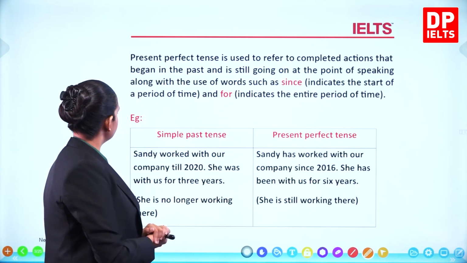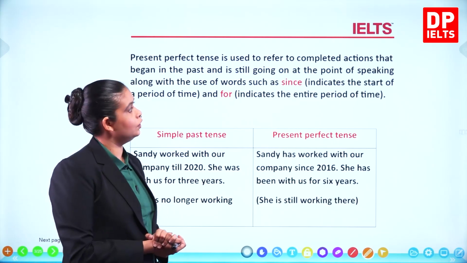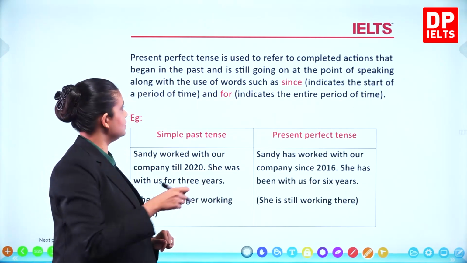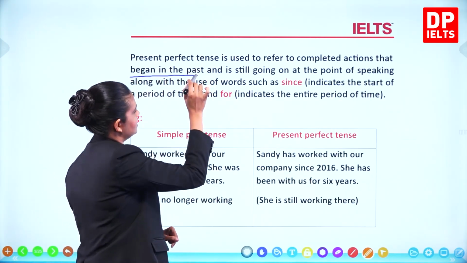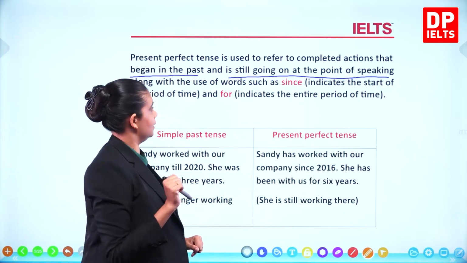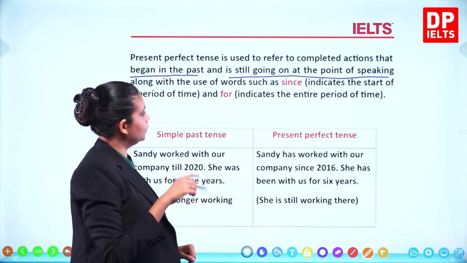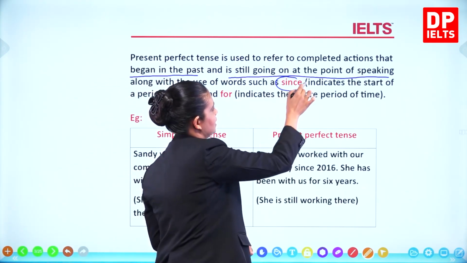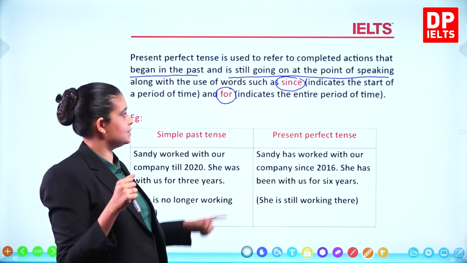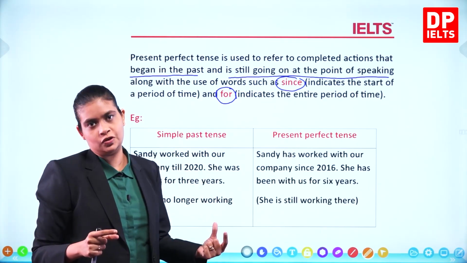Moving on, the present perfect tense is used to refer to completed actions again that began in the past, right? So it began in the past and is still going on at the time of speaking, right? So how do you write that sentence? You write it with words using since and for. Since indicates the start of the time, for indicates the entire time duration, right?